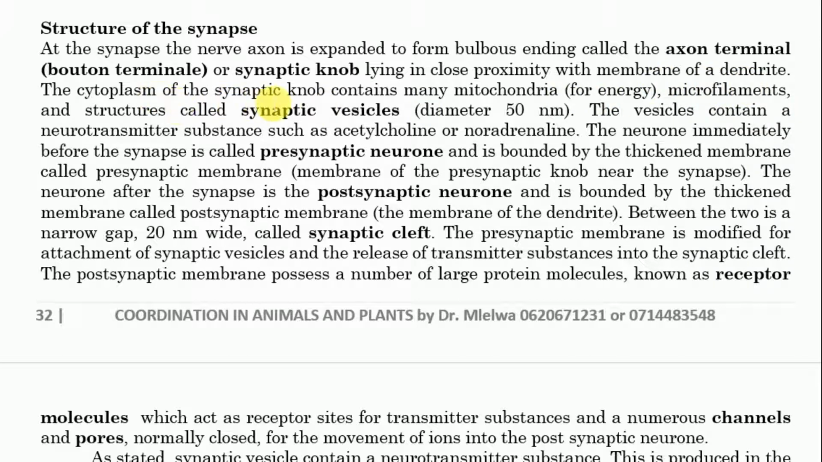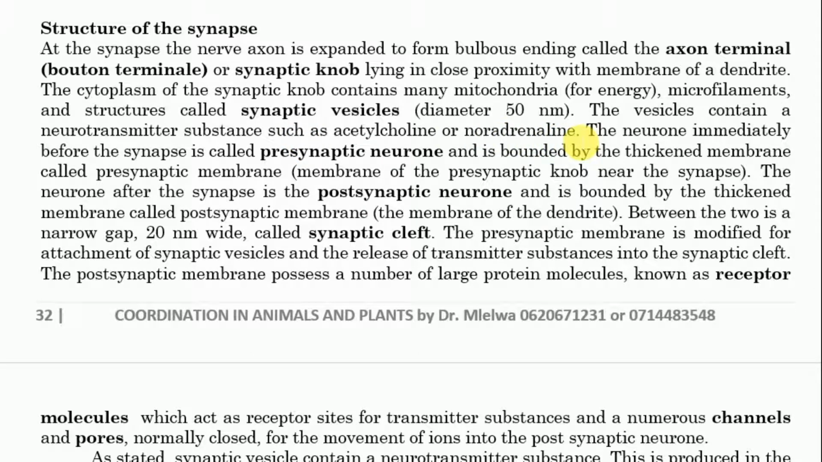Now the cytoplasm of the synaptic knob contains many mitochondria. The synaptic knob is where the impulse comes from. The mitochondria are necessary for energy. Then we have microfilaments and structures called synaptic vesicles. The synaptic vesicles are circular in shape, and they have a diameter of about 50 nanometers. The vesicles contain a neurotransmitter substance such as acetylcholine or noradrenaline.